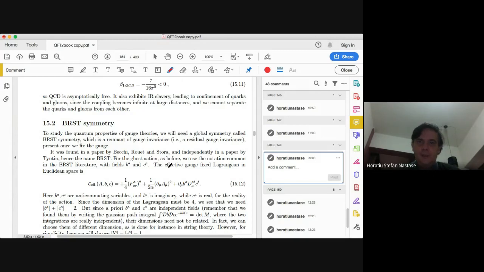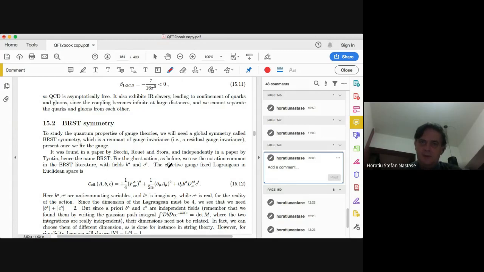All right, so in the formulas of BRST symmetry, we'll deal with gauge fixing and ghost action, and for the ghost action, we'll use the terms b and c for the ghosts, so for the complex c and complex conjugate b.